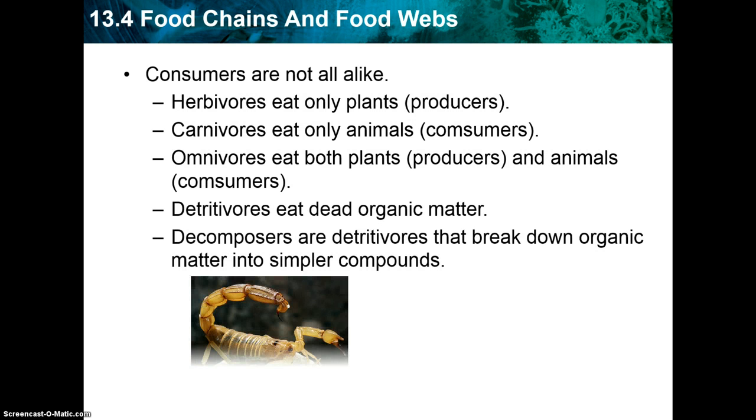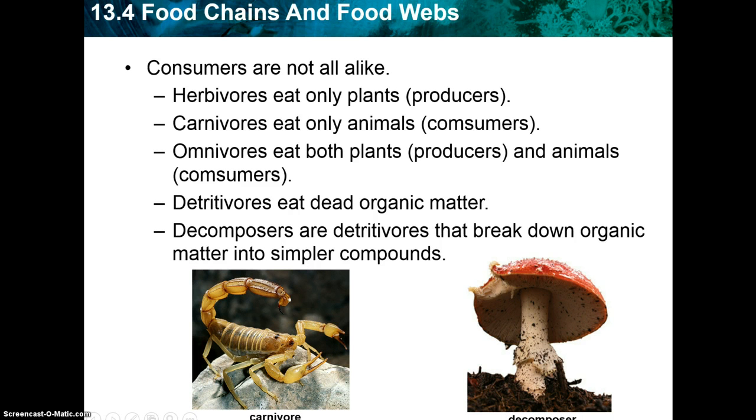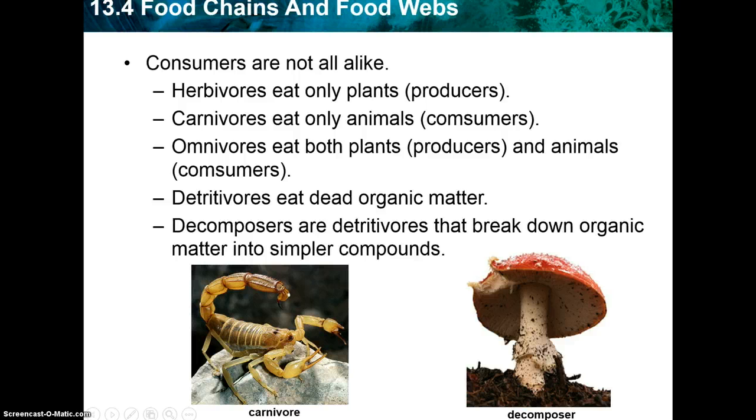Consumers are not all alike. Herbivores eat only plants, so producers. Carnivores eat only animals, so they eat other consumers. Omnivores eat both plants and animals. Detritivores eat dead organic matter. And decomposers are detritivores that break down organic matter into simpler compounds.